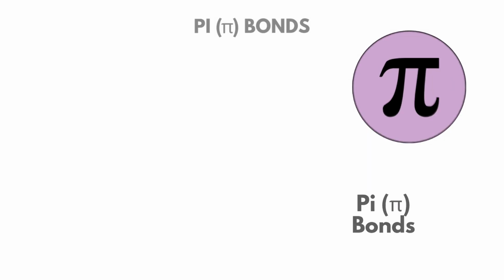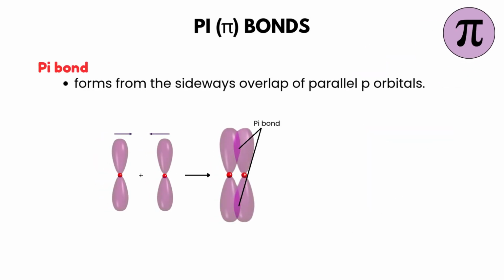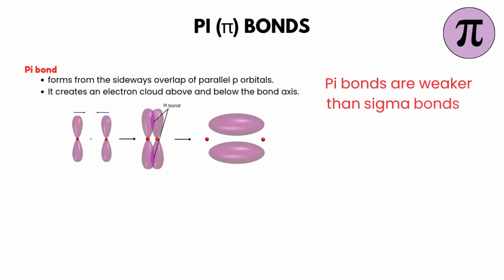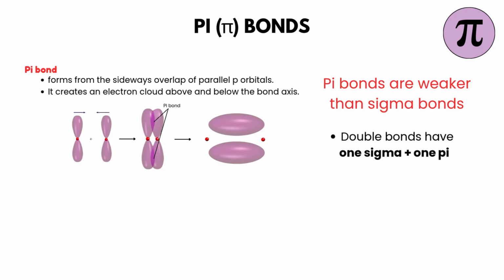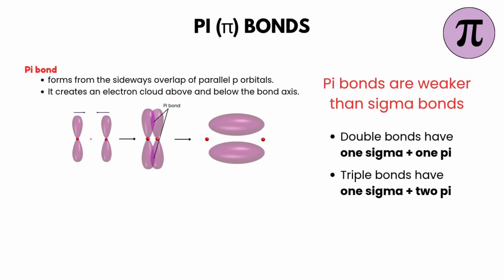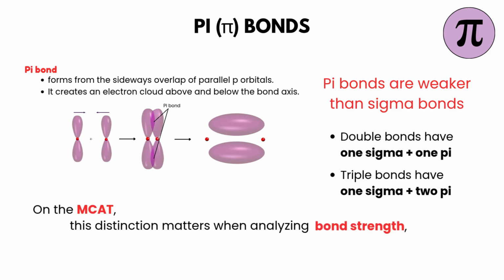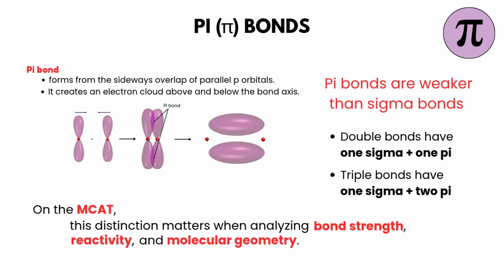Pi bond. A pi bond forms from the sideways overlap of parallel p orbitals. It creates an electron cloud above and below the bond axis. Pi bonds are weaker than sigma bonds because the overlap is less direct, but they add strength when combined. Double bonds have 1 sigma plus 1 pi, and triple bonds have 1 sigma plus 2 pi. On the MCAT, this distinction matters when analyzing bond strength, reactivity, and molecular geometry.